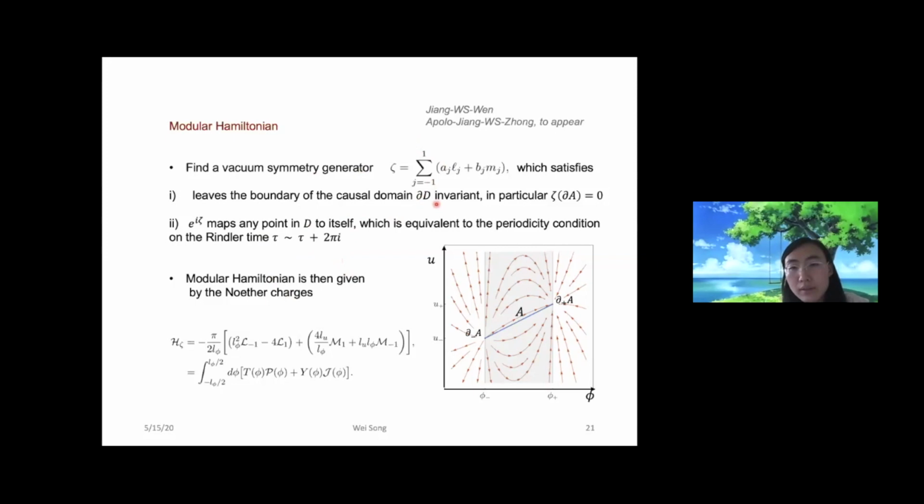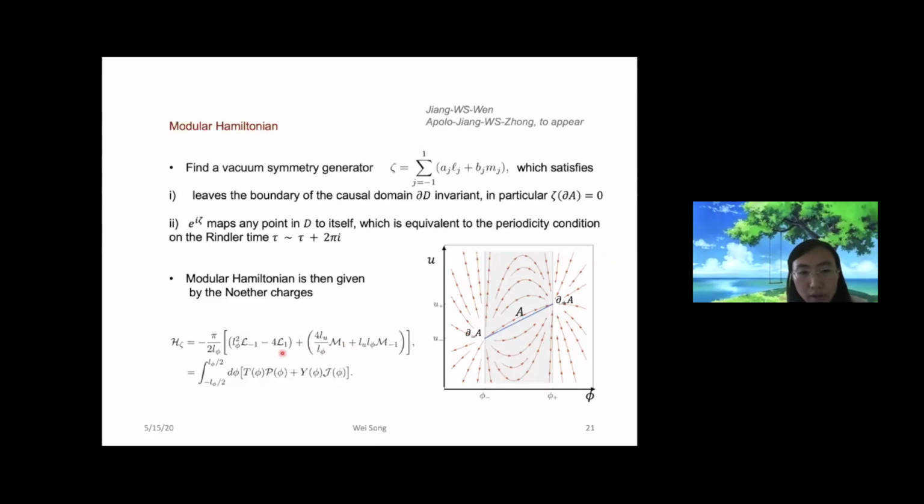you can find this generator. And once we find this generator, then we know that in the field theory there are all these symmetry generators, and you can define the conserved charges associated with them. And then this modular Hamiltonian is just basically the Hamiltonian associated with this generator. And in this case, in the field theory, one can write it as the following expression.